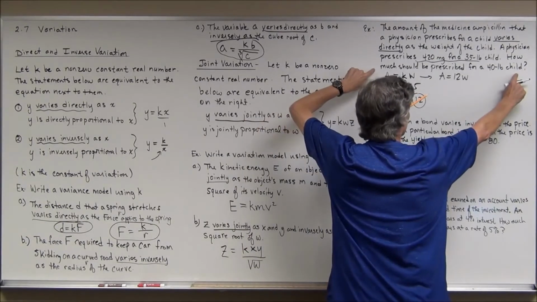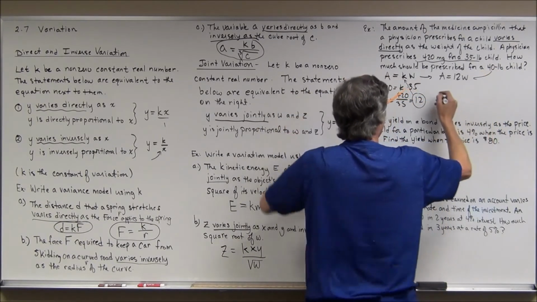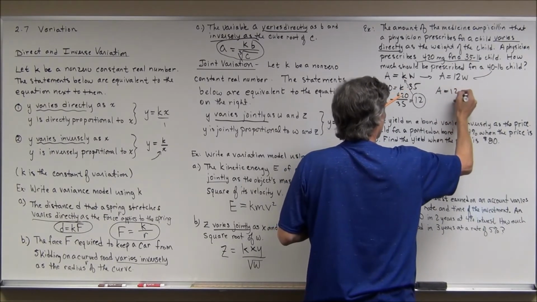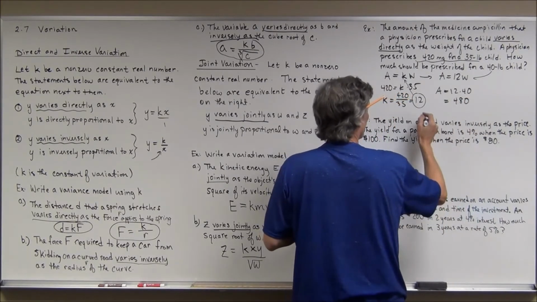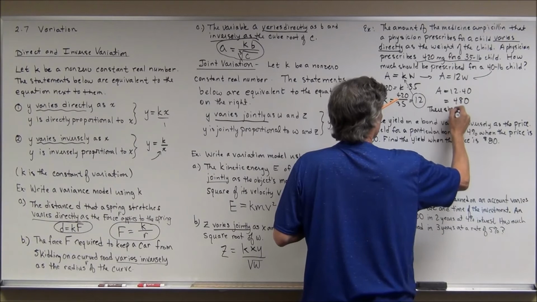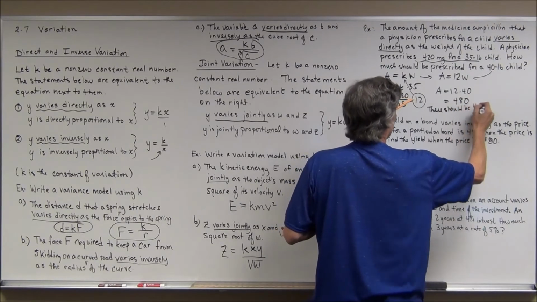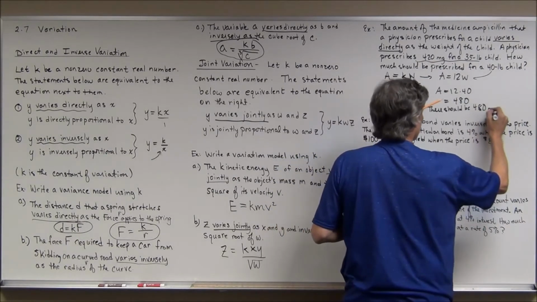How much should be prescribed for a 40-pound child? So we're going to plug 40 in for the weight here. A equals 12 times 40, or 480. So there should be 480 milligrams prescribed.